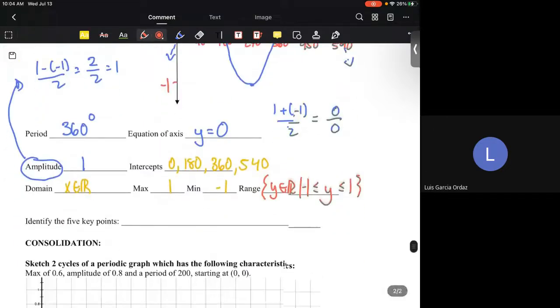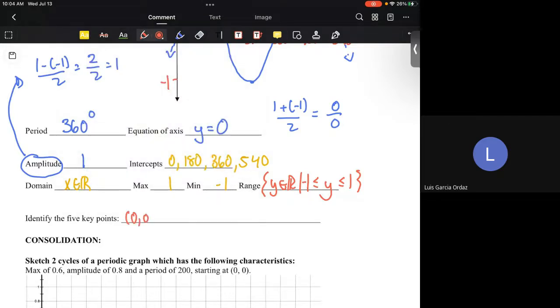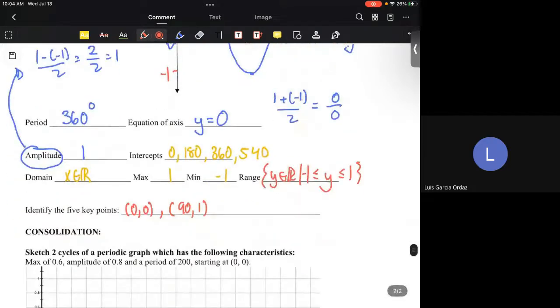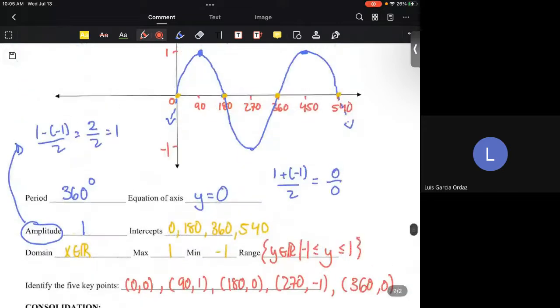So we're identifying the 5 key points. We already did that. So it's going to be 0, 0; 90, 1; 180, 0; 270, -1; and 360, 0. Those are going to be my most important points when it comes to graphing the sine function. If you notice, the sine function starts at the equation of the axis in the middle and goes up. That's how it will always start. It'll start at the equation of the axis and move up and then go down after that.